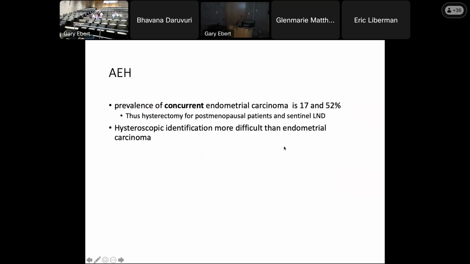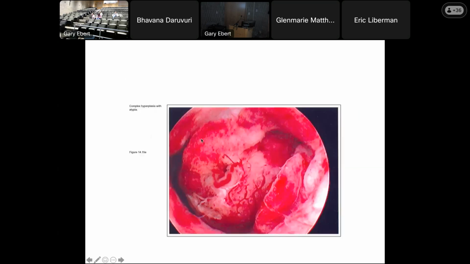For atypical endometrial hyperplasia, it's important to know that there's a concurrent prevalence of endometrial cancer in patients with endometrial hyperplasia with atypia. It's quoted about 30 to 40% of the time. It's more difficult to identify atypical endometrial hyperplasia than endometrial cancer, but that's not super important to differentiate just by looking, because you're going to take a sample of it and send it off to the lab, and that's where it can be better identified. This is the appearance of complex hyperplasia with atypia.